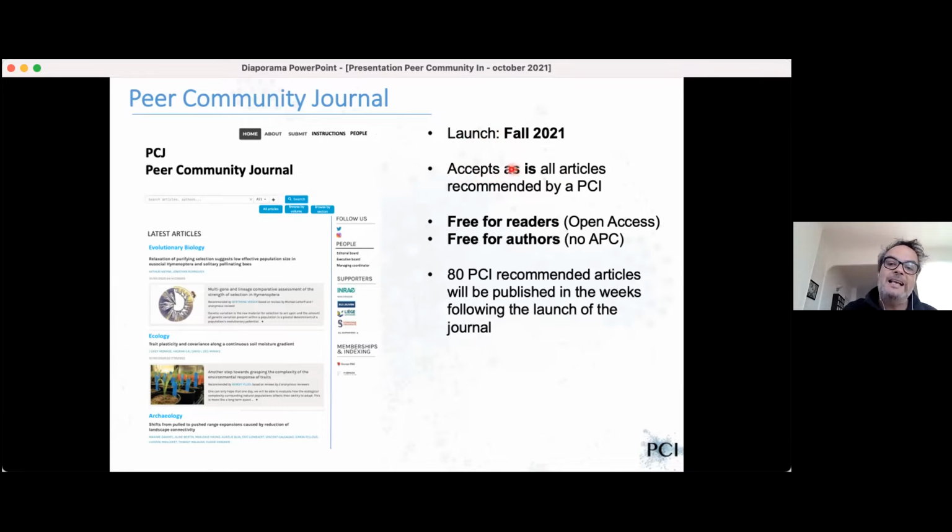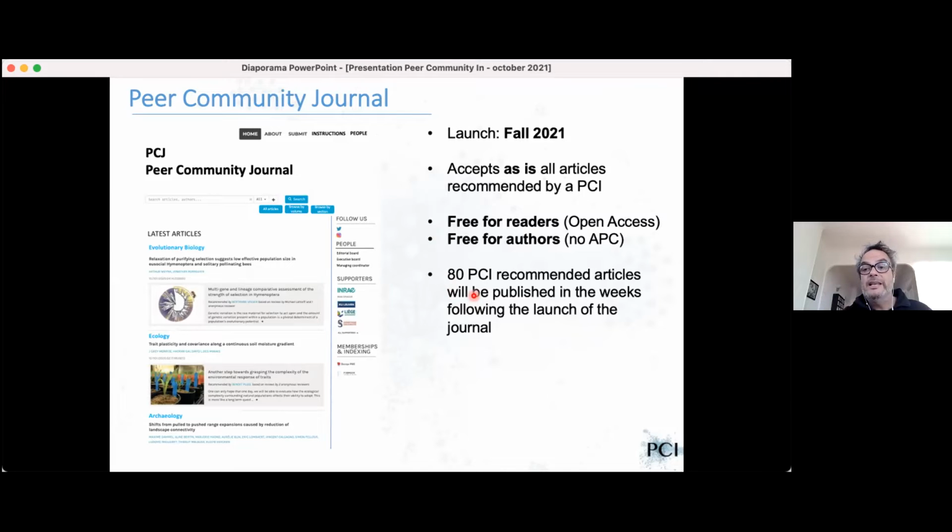It will accept as is all the articles that are recommended by one of the PCIs. It will be free for the readers because it is open access, and it will be free for the authors. So there are no article processing charges, and it is a Diamond Open Access journal. We already have the commitment of 80 groups of authors of PCI-recommended articles to transfer their article to this journal in the following weeks. So during the months of November and December, we are going to publish many, many articles, up to 80, and then it will continue as a normal journal.